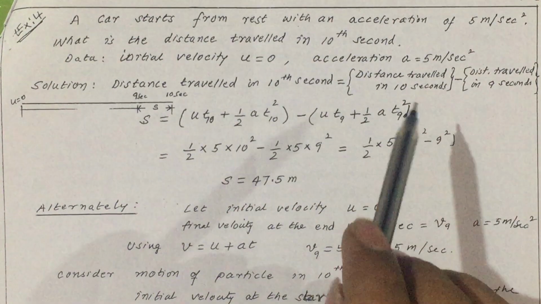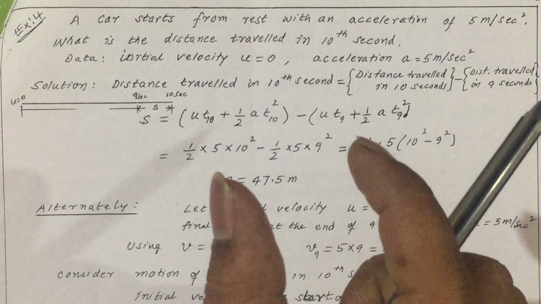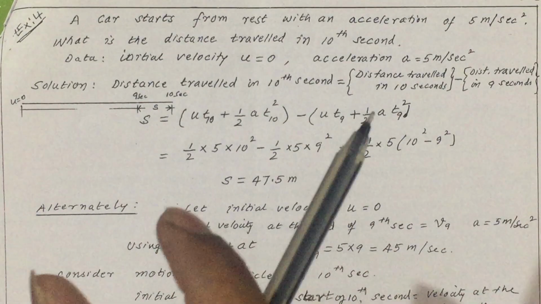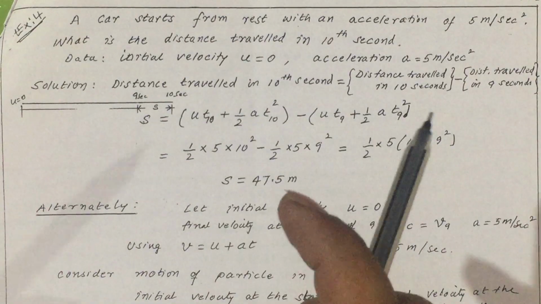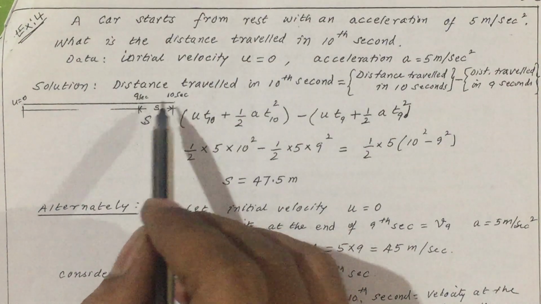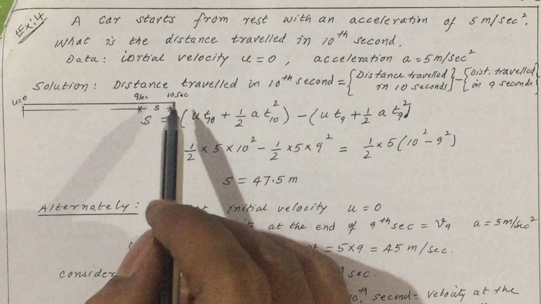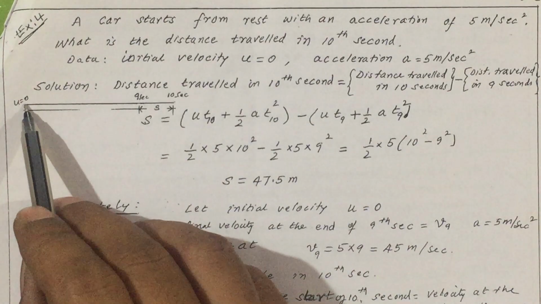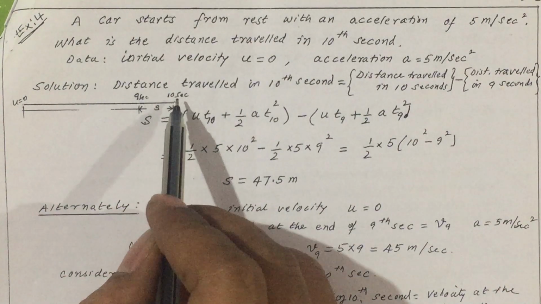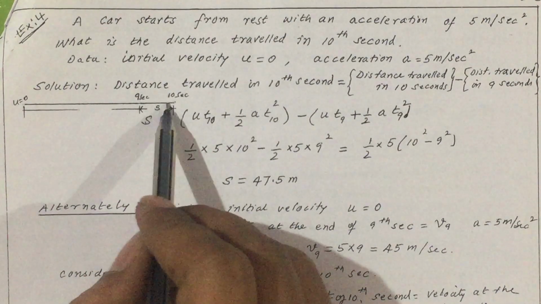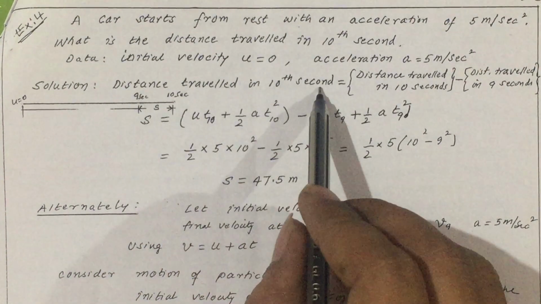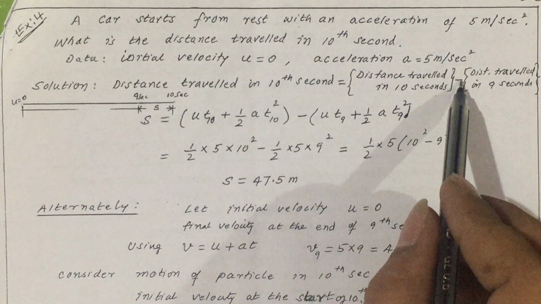How you are going to get? Nothing but for each second the car is going to travel some distance. We need the distance travelled by the car in the 10th second. Nothing but it starts from 0. This is 9 second, this is 10 second. We need distance travelled in the 10th second. How we are going to get? We are going to calculate distance travelled in total 10 seconds, distance travelled in total 9 seconds. Then 10 seconds minus 9 seconds, you are going to get distance travelled in last 1 second, that is the 10th second. So, distance travelled in the 10th second is equal to distance travelled in 10 seconds minus distance travelled in 9 seconds.